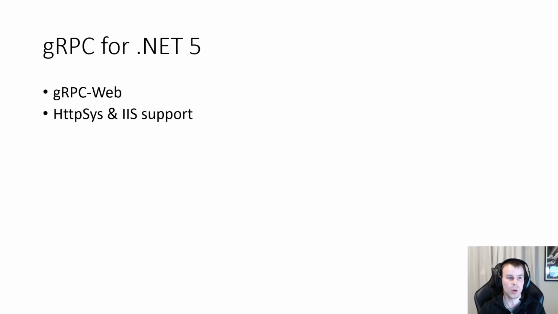gRPC and ASP.NET Core now supports being hosted in Kestrel, HTTP.sys and IIS. So Kestrel was what was available in .NET Core 3. Now with .NET 5 we also support HTTP.sys and IIS on Windows servers.